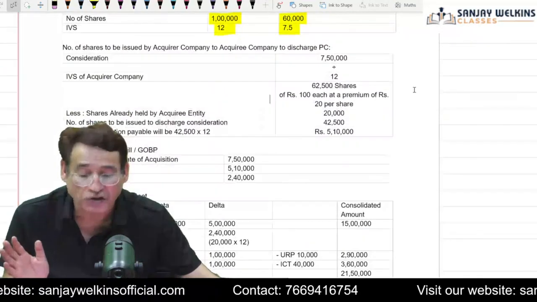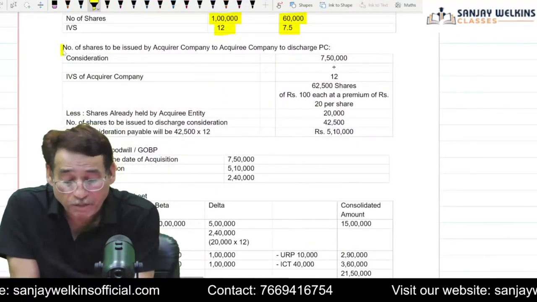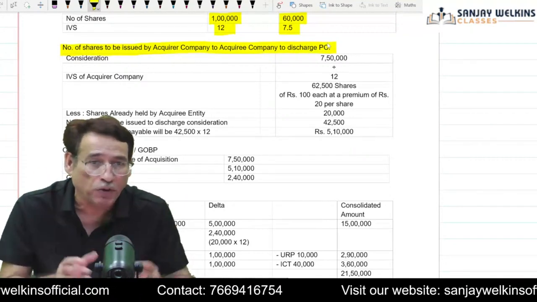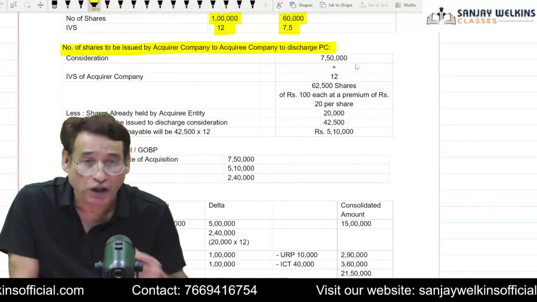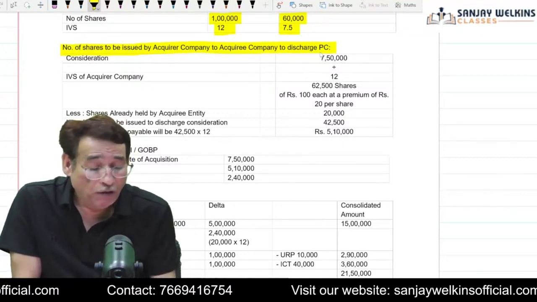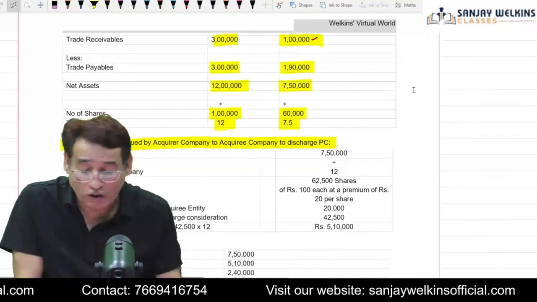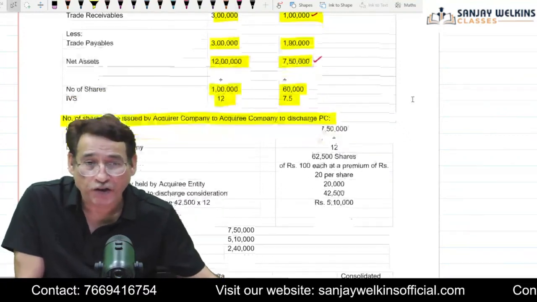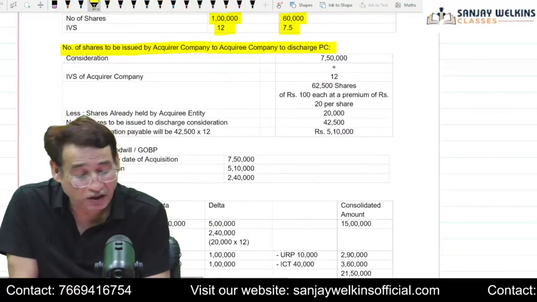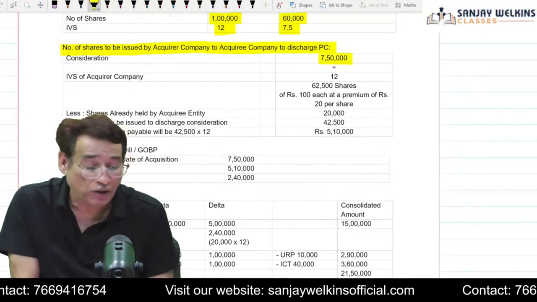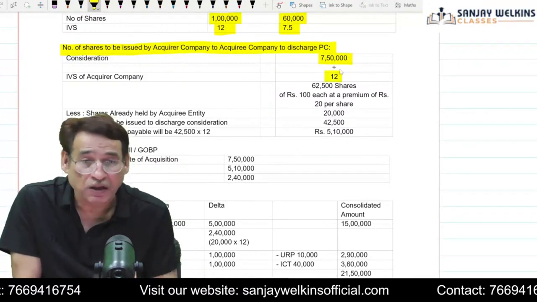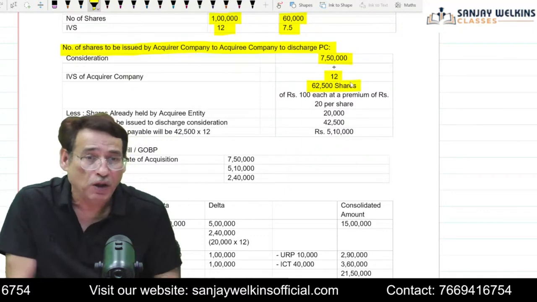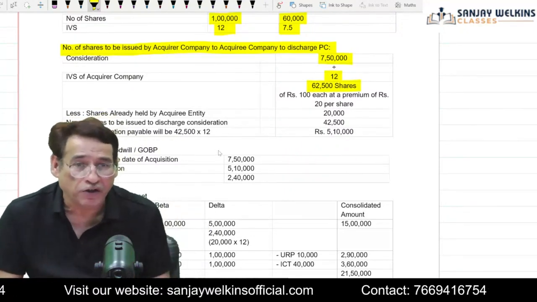Once you have determined the intrinsic value of the share, the next thing is that we need to find out the amount of consideration and how many shares we are supposed to deliver to the acquiree entity. We are the acquirer entity. First of all, because we have already gone through the net assets method, we know the amount of purchase consideration, 7,50,000. So purchase consideration is 7,50,000, no doubt about that. I can divide it by 12 to know how many shares we are supposed to issue. We are supposed to issue 62,500 shares, correct?